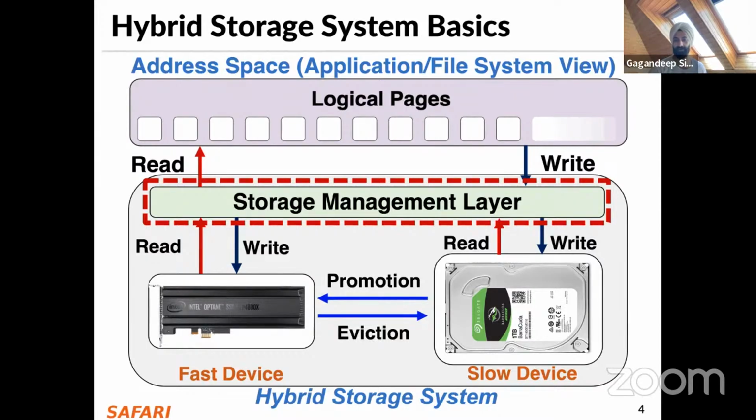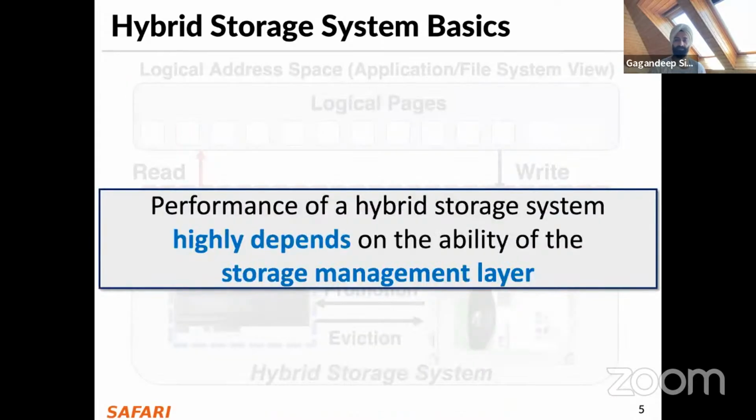Moving data from the fast device to the slow device is called eviction, and moving from the slow device to the fast device is promotion. And to do that, the storage management layer has to take into account the hotness or the coldness of a page. So a desirable policy has to effectively utilize the low latency characteristics of the fast device while making optimal use of its small capacity, and should also be extensible to a wide range of workloads and hybrid storage configurations. Therefore, the performance of a hybrid storage system highly depends on the ability of the storage management layer to effectively manage diverse devices and workloads, which is quite a challenging task.